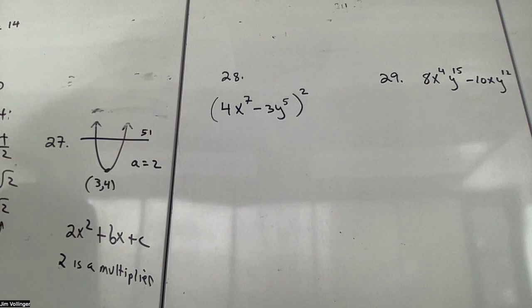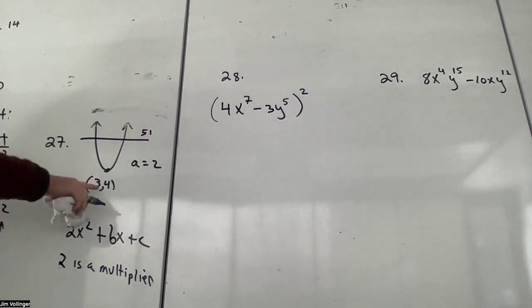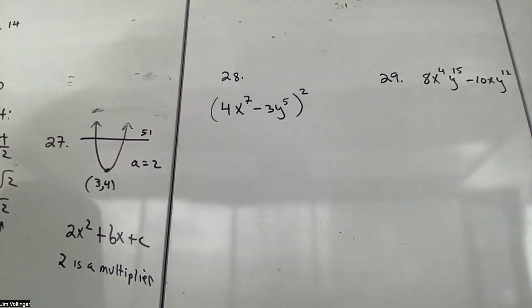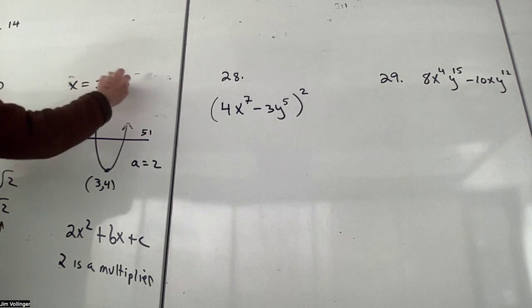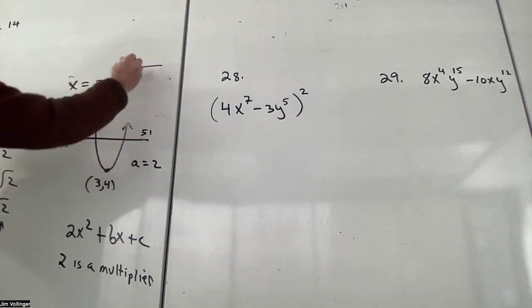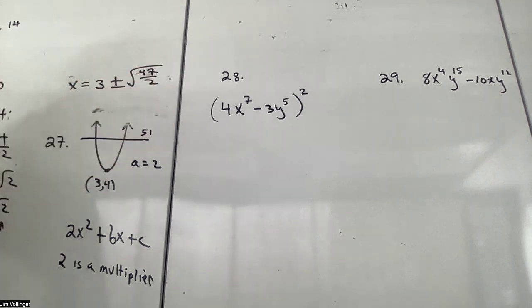So trying to solve this equation, I've got a vertex, I've got an A multiplier, and I got a height of 51. Wow. Boy, wouldn't it be nice if you could just look at that and write x equals 3 plus or minus the square root of 47 over 2 and be done with it? Boy, that would be nice. Oh, I just did that. Oh, well, how did I get away with doing that?